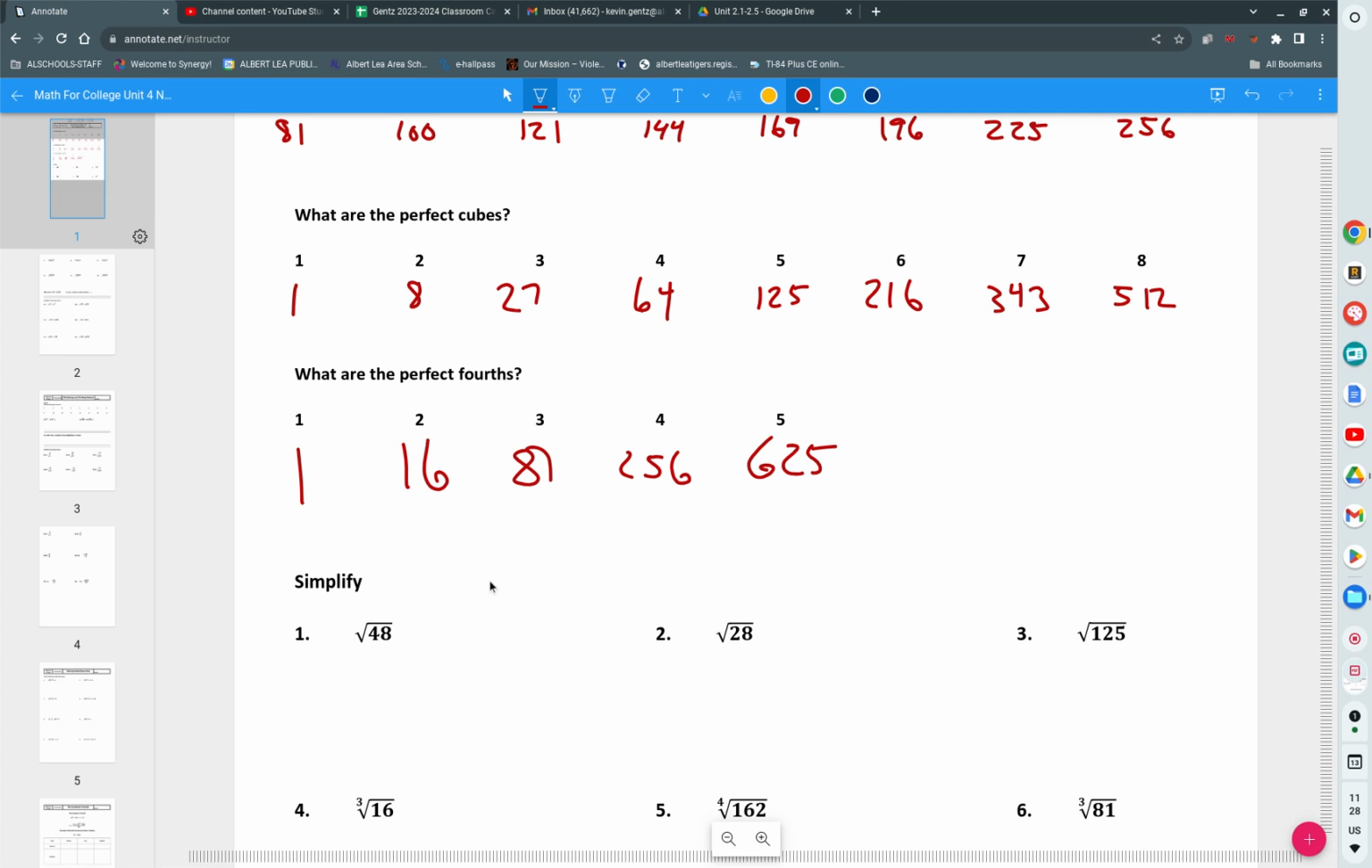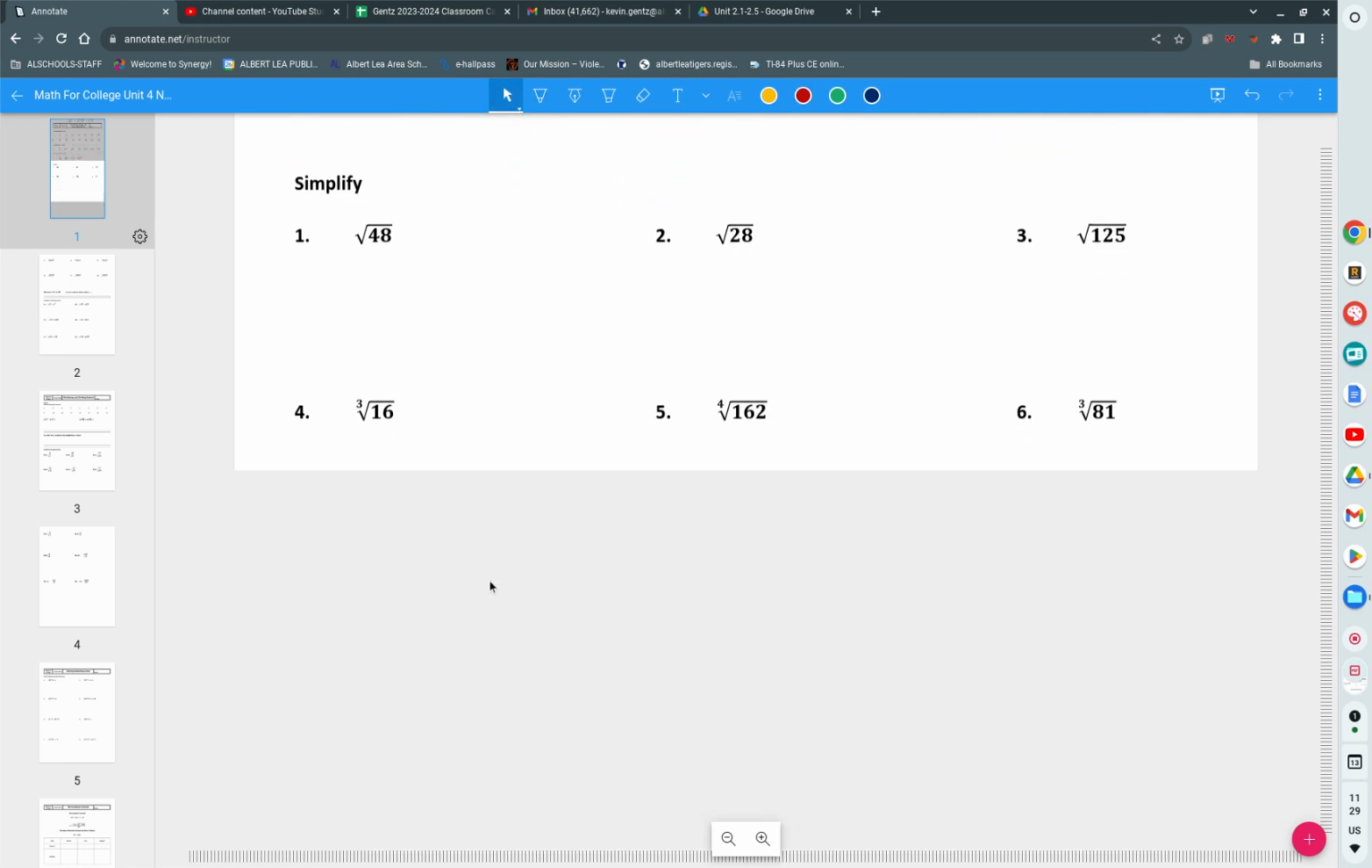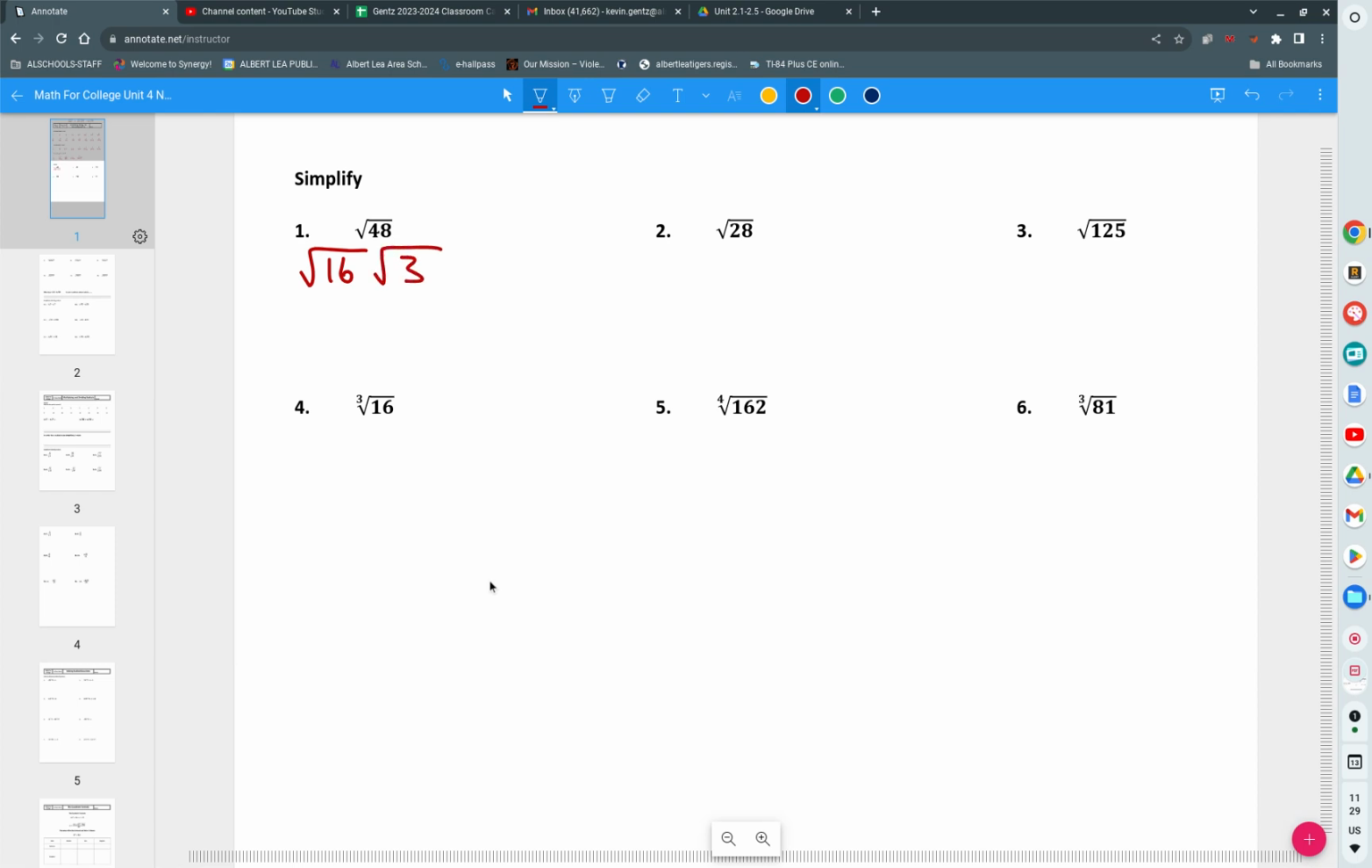16 does go in. 16 goes in how many times? It goes in 3 times. So here's how I show you, okay? I just find the number that divides in evenly. I have the square root of 16. I put the perfect square first. And then I put the other number second. Okay? Because 16 times 3 is 48. As you multiply those, you should always come up with that up front.